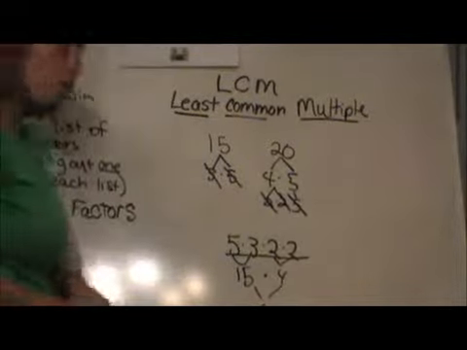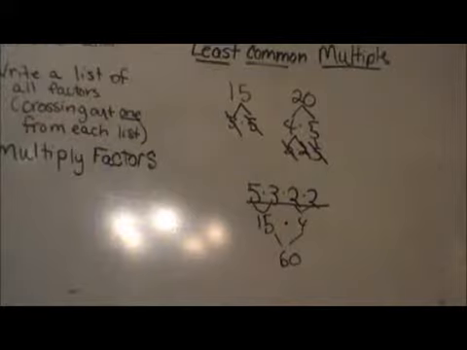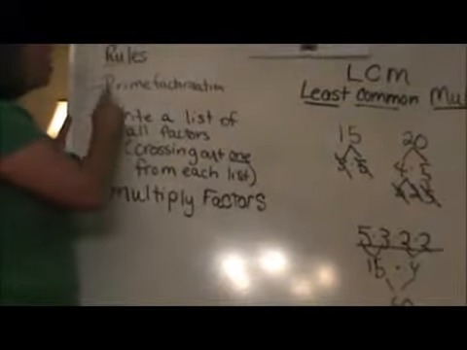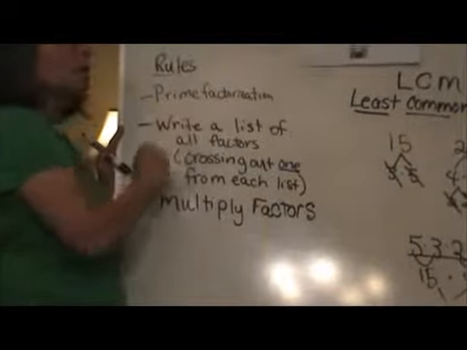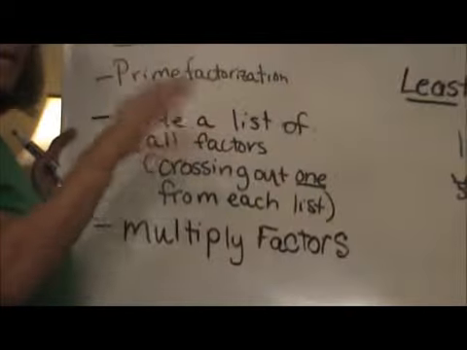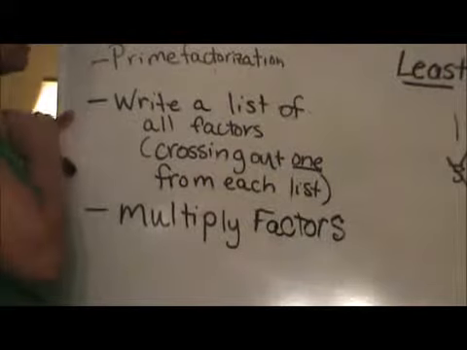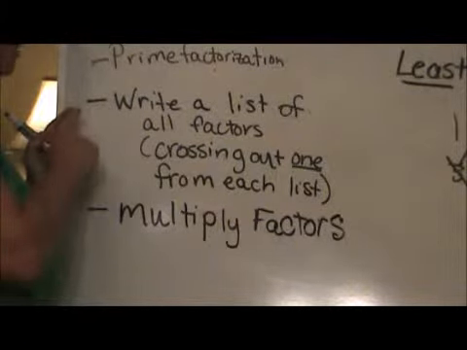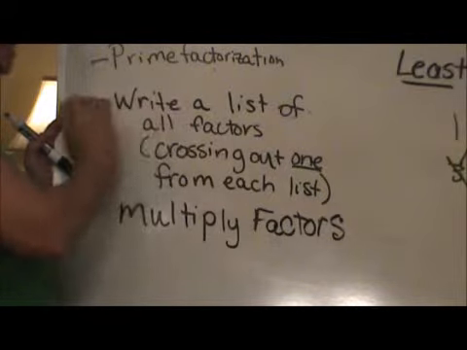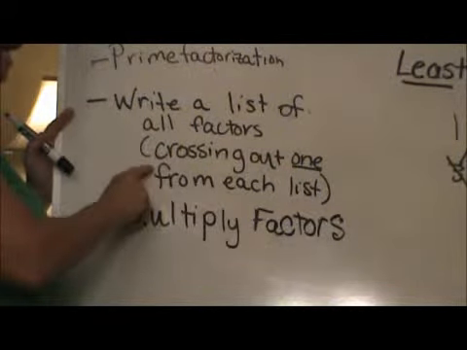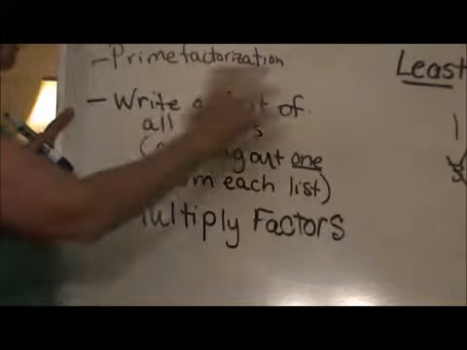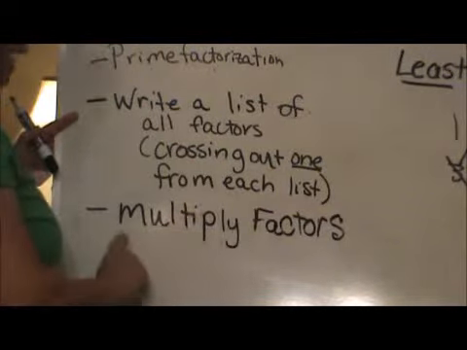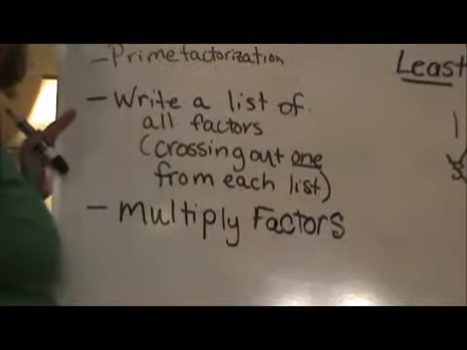Now let's go over the rules for finding the least common multiple. Rule number 1: the first thing we're going to do is our prime factorization. That just means to make a factor tree and break it down to the smallest factors. The second step is to write a list of all those factors. Then we take all the factors and create a list, crossing out one from each of the two numbers we're finding the least common multiple for. And then we multiply those factors together to get our answer.